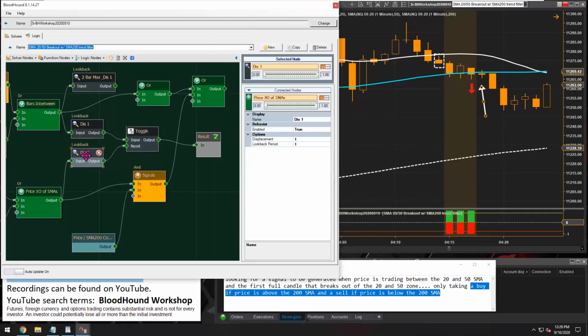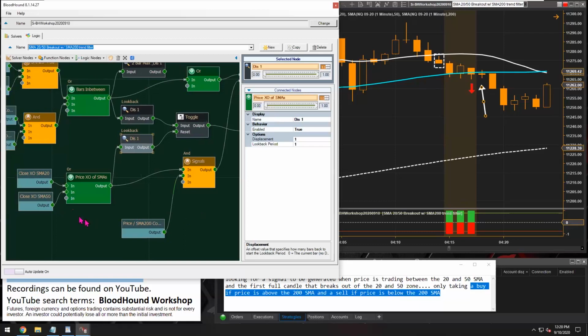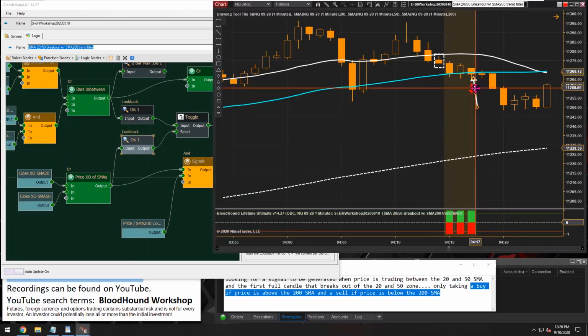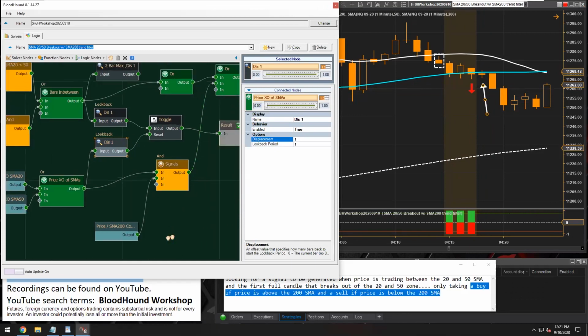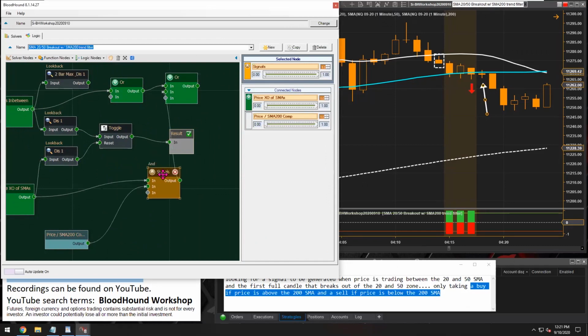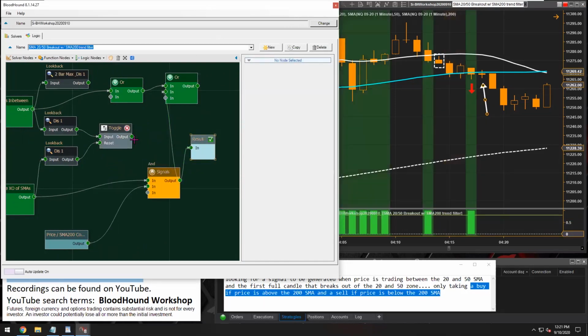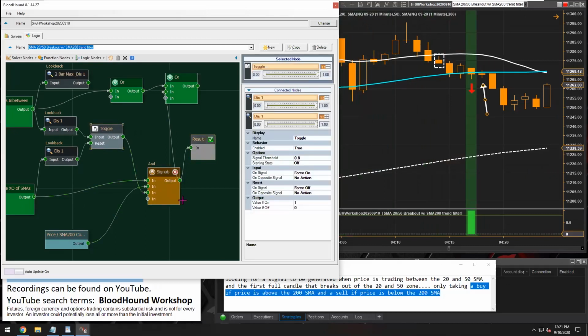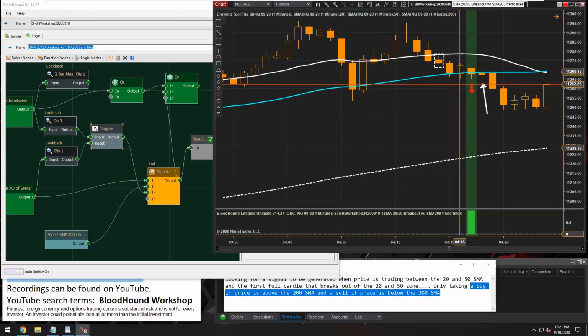And so that's why there's a look back node, using the displacement function. From the crossovers, we have a look back node displacing the signals here. So the toggle node turns off one bar after the crossover due to the look back node displacing. All right, so with that, I think that will do it. Let's connect this up now. There we go. All right, so there is our missing signal.